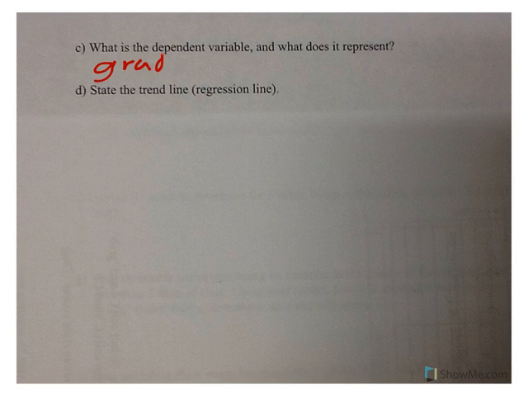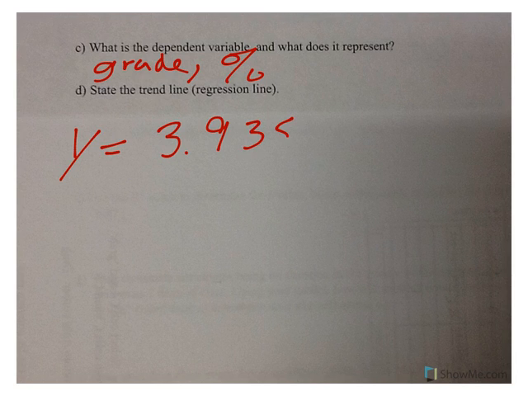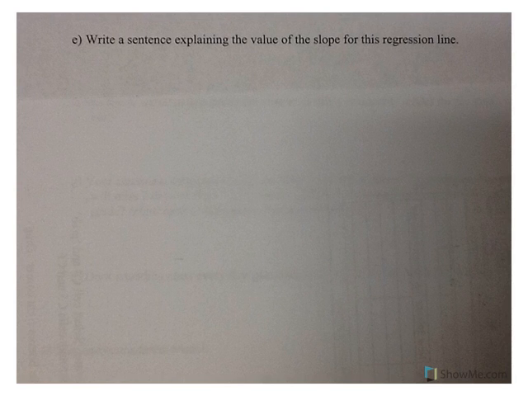So grade as a percent. State the trend line. Well, on that graphic, you see 3.9352x minus 12.702, right? That's the trend line, or they call it a linear regression line as well. Write a sentence explaining the slope.